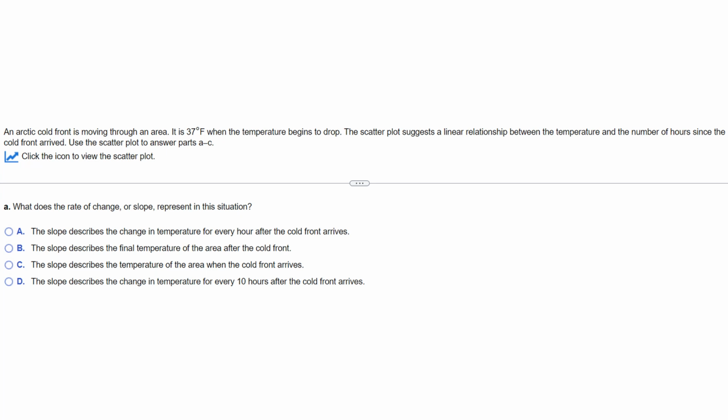For part A, what does the rate of change or slope represent in this situation? So it tells us that what is changing is the temperature and the number of hours since the cold front arrived. We know that the temperature is dropping, and so the slope describes the change in temperature for each hour after the cold front arrives. We know that it is based on the number of hours since the cold front arrived. Just again, looking through our word problem to find our sentence.